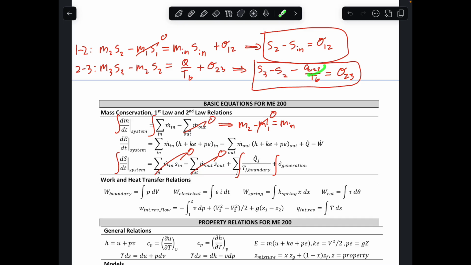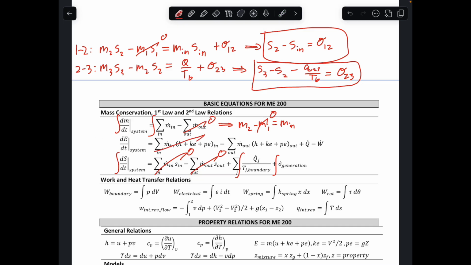But we don't have this heat transfer term yet, so we need to get that. And the way that we need to get that is by using our first law equation. So you can see already how things are starting to become complicated. But we want to apply that first law equation over the process from 2 to 3. So we can do that.